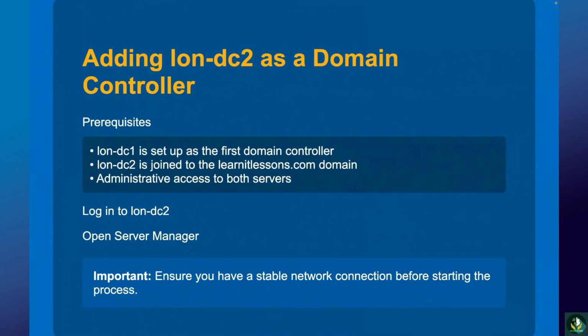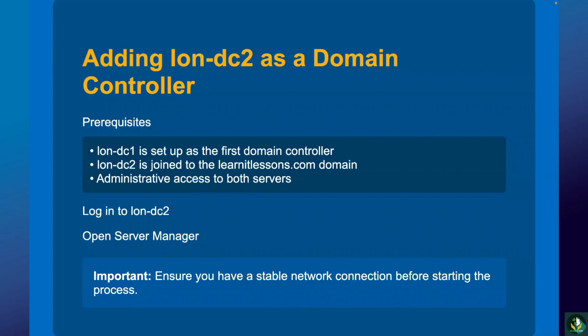So after creating LONDC1, we are ready to add our second domain controller, which is LONDC2, and this lesson covers the process of adding LONDC2 as an additional domain controller to the learnedlessons.com domain using the graphical user interface in Windows Server. Before beginning, ensure that LearnDC1 is set up as the first domain controller for learnedlessons.com. Additionally, LearnDC2 should be a Windows Server machine already joined to learnedlessons.com domain.